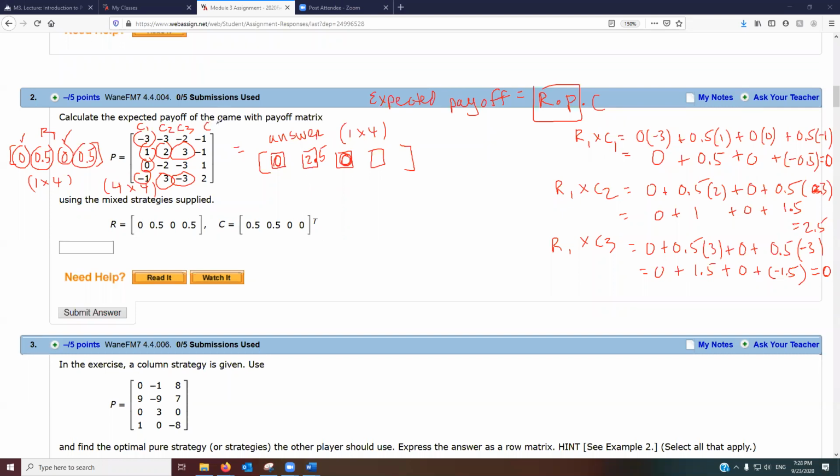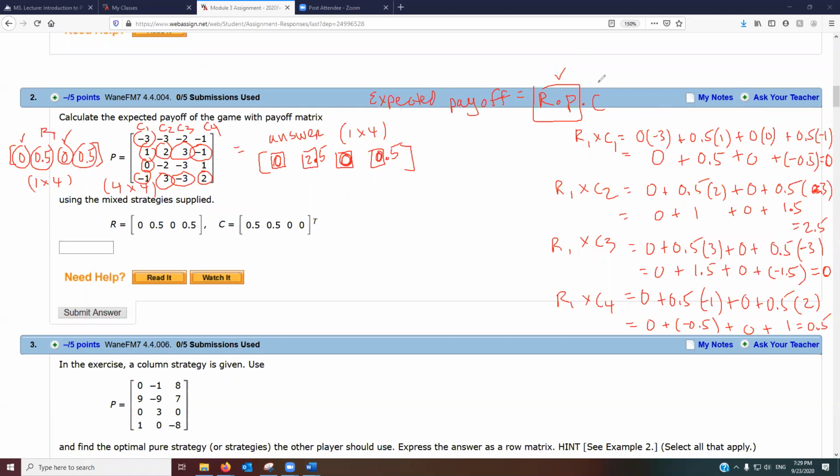Last one, we'll do R1 times C4. So that's going to be 0 plus 0.5 times this -1 plus 0 plus 0.5 times this 2 down here. Work this out. This is 0 plus -0.5 plus 0 plus 1, which I think works out to be 0.5. So this is 0.5 here. All right, so we have this answer.